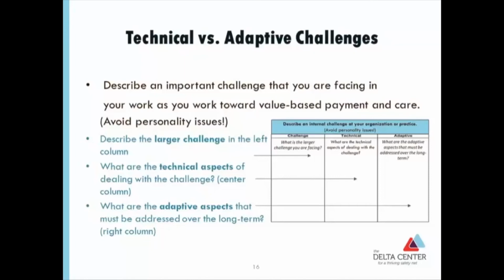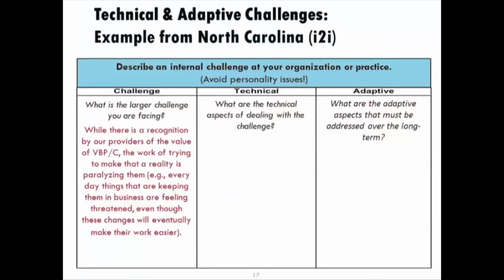And then in the right column, what we're going to do is develop: what are some of the adaptive aspects of addressing the issue over the long term that get at changing attitudes, values, and behaviors? Then we'll take you to the next step after that, but we want to work through this example. So I want to start with you, Ann and Mary, to talk about that left column for a bit. Could you talk a little bit, in general terms, about the larger challenge that you're facing that you want to address?